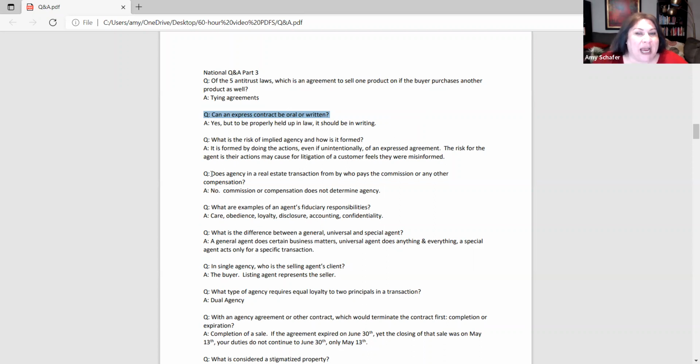Is agency in a real estate transaction formed by who pays the commission or any other compensation? So as a reminder, when you list a property with the seller, in your seller representation agreement, you are going to determine the commission that is charged to your client for services. Hypothetically only, let's say I list a property and the seller and I negotiate 6%. And I hope you always win in that, because you should be really good at negotiating. But anyway, I digress. Let's say I negotiate 6%.